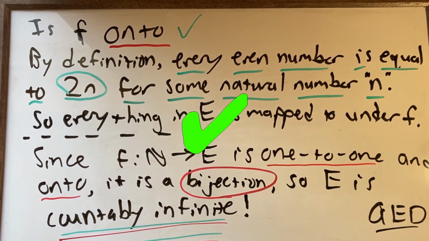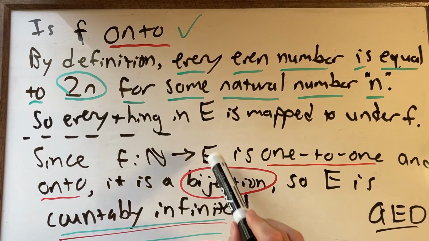So, we've shown that our function f from N to E is 1-to-1 and onto, and therefore it's a bijection. And so since we've shown that there is a bijection from the natural numbers to the even numbers, that means the even numbers are countably infinite. And QED, we are done.